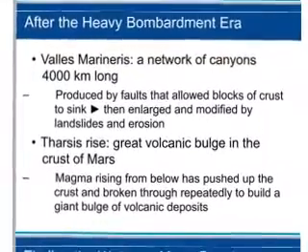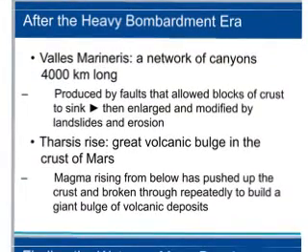So after that heavy bombardment era during the planet formation, a lot of canyons and volcanoes had formed on Mars. Valles Marineris is a network of canyons about 4,000 kilometers long. It was produced by fault lines that allowed blocks of the crust to actually sink, and then they were enlarged and modified by further landslides and erosion.